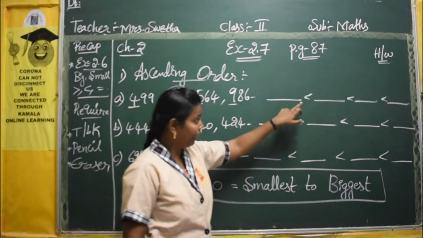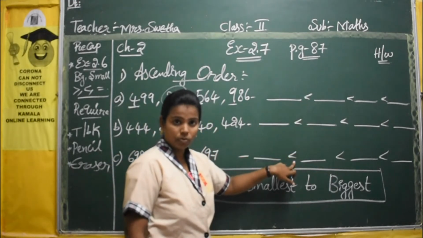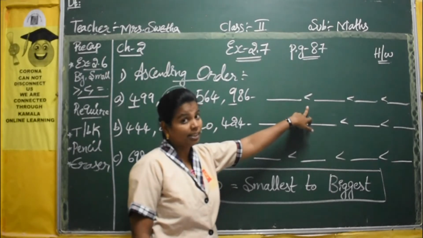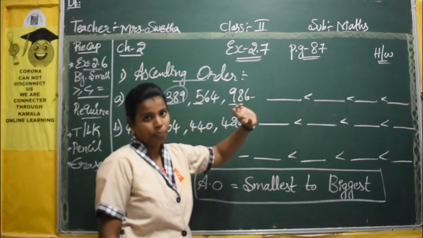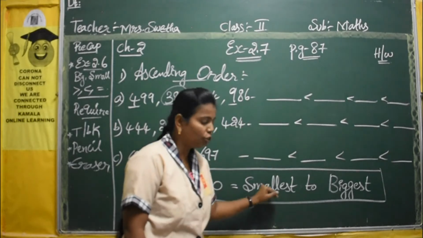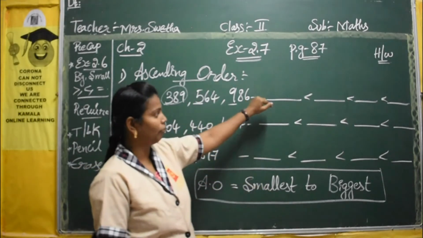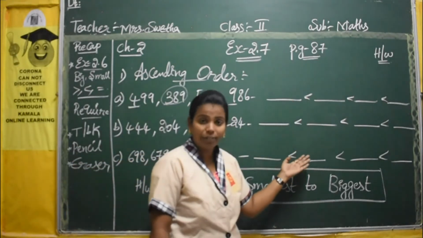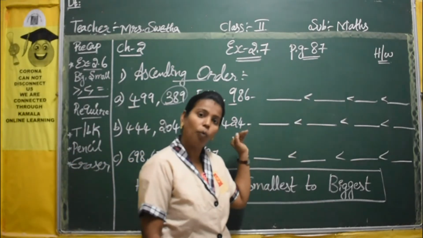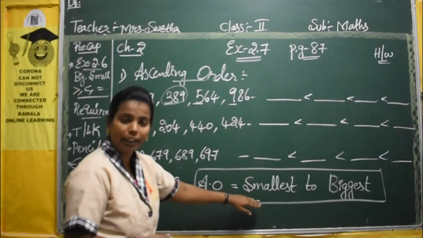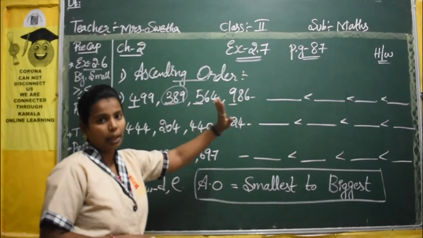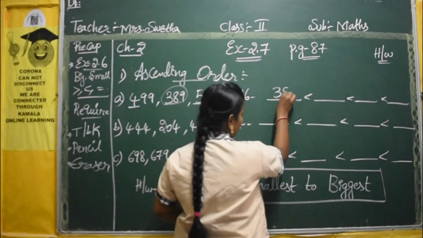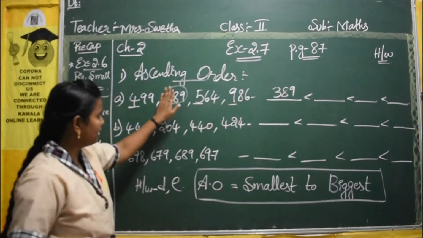Here they have given you the symbols. Which symbol is it? It is the less than symbol. Always I said you have to pick the smallest number, so you have to write the smallest number. You have to follow this method. Don't get confused with the symbols. What is the method? What is the number you are going to start? That number you have to write. The first smallest number is 389. Now this number is over.